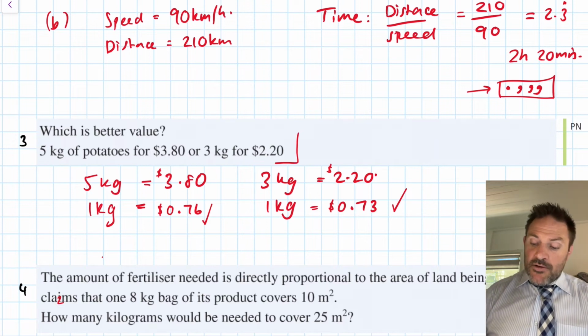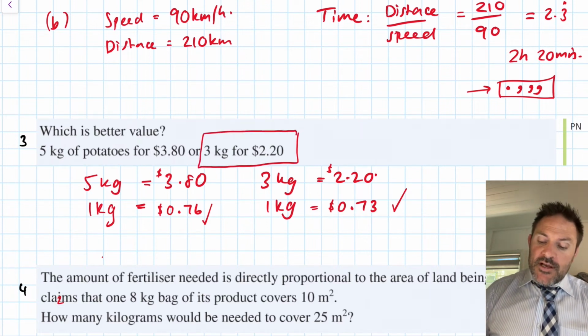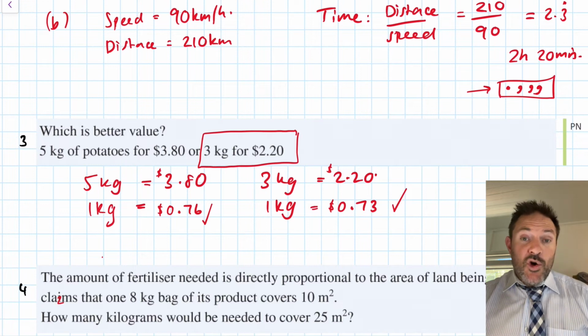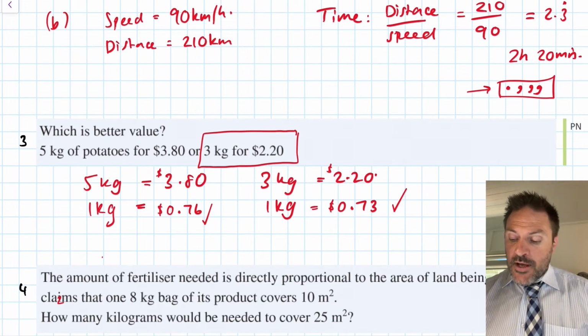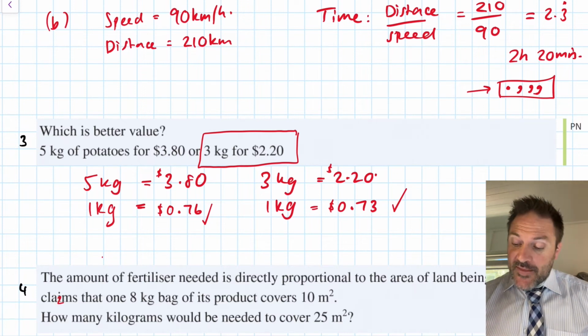So which is better value? Well, it would be the 3 kilograms for $2.20 in this case, which is not always the case. It's usually the bigger one. The 5 kilograms is going to be better value. But in this case, they try to trick us, and they did it that way.